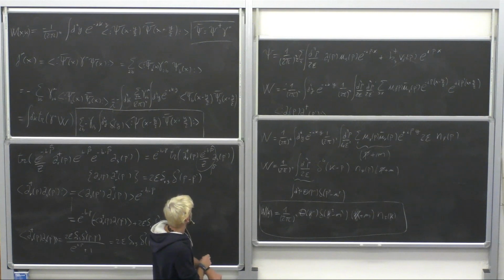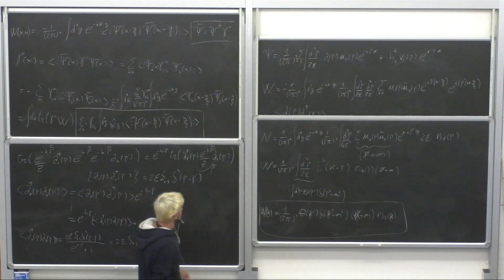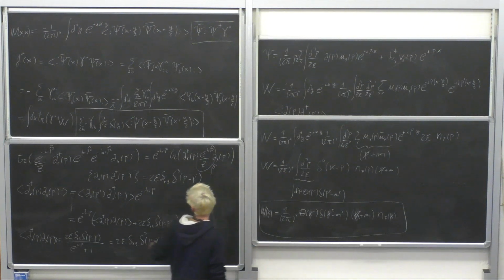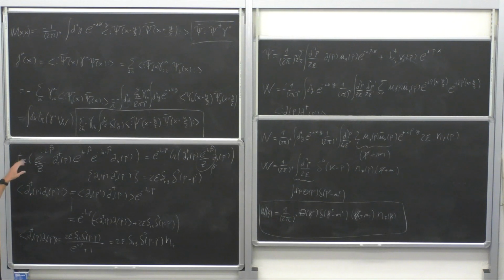Okay, and basically we are done. So this is the Wigner function. As I said, this can be used, for example, to compute the average current, or from it the spectra.